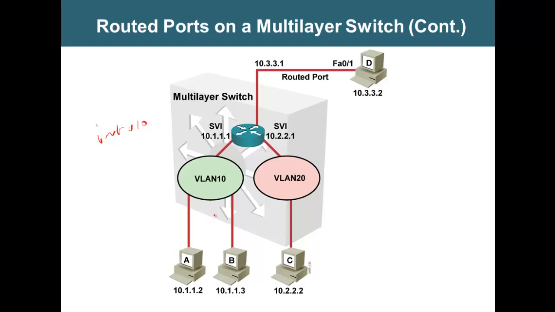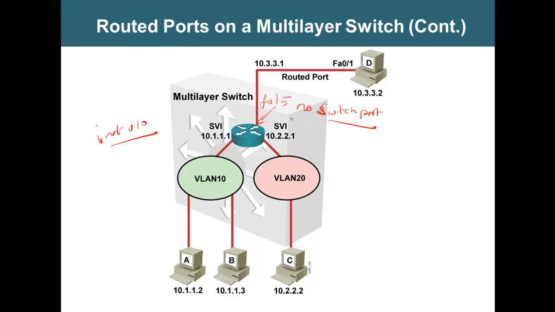That is one scenario. Another scenario is, I don't want to create an SVI, I want to give an IP address to the interface itself. Is there a possibility? Yes. All that you need to do is go to this interface. Let's say if it is FastEthernet 0/5, you need to say no switchport. By default, the ports are switchports. Layer 2 capability.